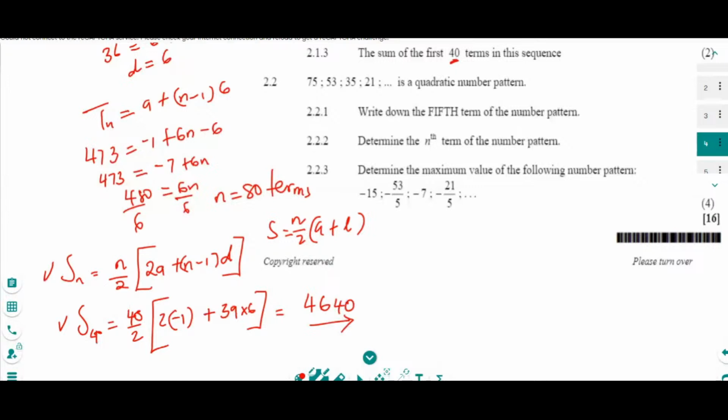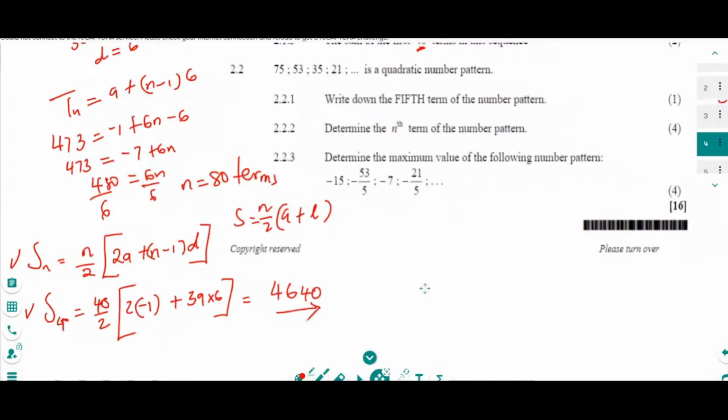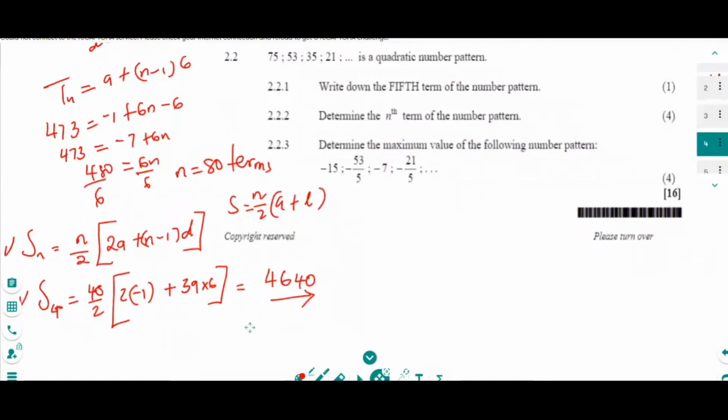Question 2.2. With 2.2, they're telling us 75, 53, 35, 21 is a quadratic number pattern. 2.2.1, determine the fifth term. So one thing we need to know about a quadratic pattern is that it has two differences. We have the first difference and then the second difference. But we know that the first difference forms an arithmetic, and then the second difference is always constant.